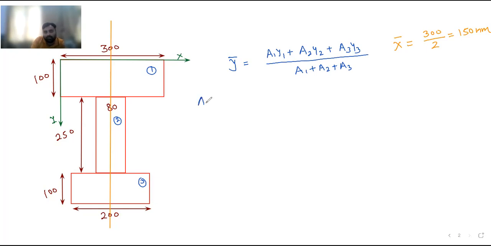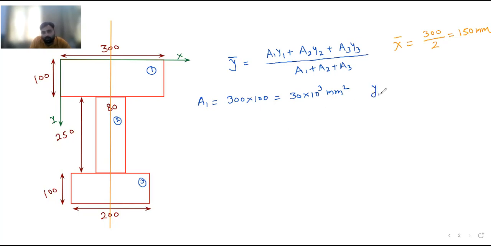So first of all a1. What is a1, the first area? It is 300 by 100. So 300 by 100 is equal to how much? A1 is 30 into 10 to the power 3 mm square. This is my A1.